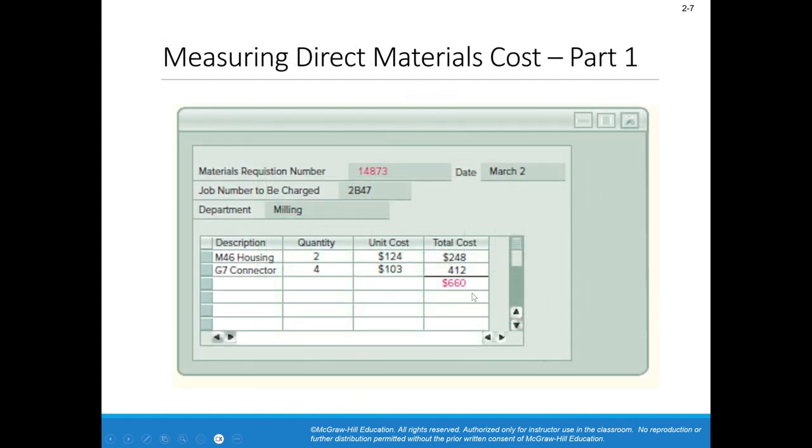Now that $1,660 of labor consists of two M46 housings at 124 bucks apiece for $248. You have four G7 connectors, unit cost 103, so that's 412. And so your total material costs are going to be 660. This is called a bill of material. I was trying to think of that in chapter one, but that's a bill of material. The bill of material is the list of all the parts that go into this.